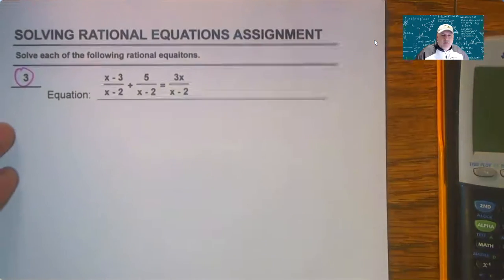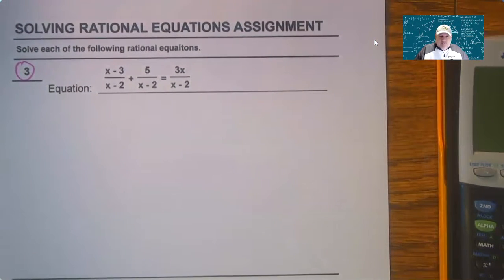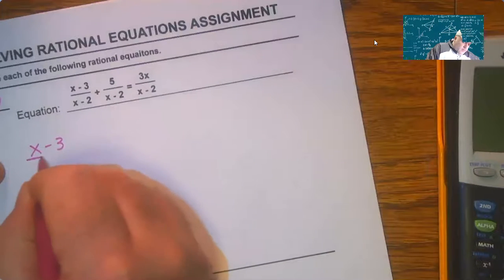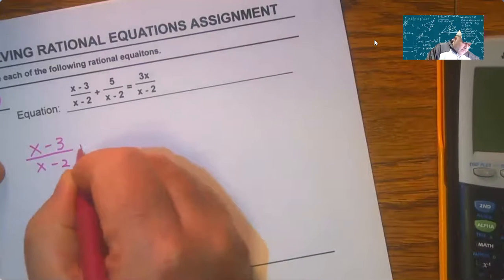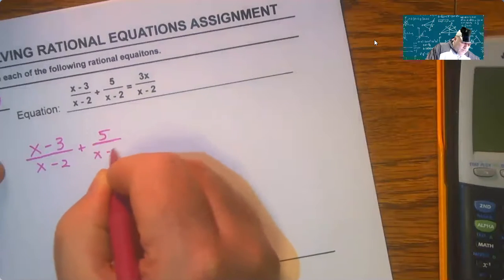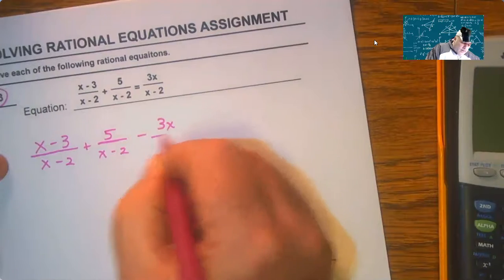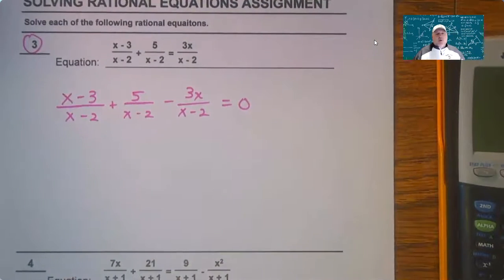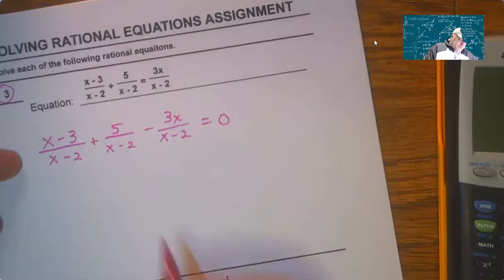Now, number 3, note that we have more than just a single fraction on the left side. But note that we have all common denominators. So what I'm going to tell you is that you need to pull everything to the left-hand side and have it equal to 0. That's going to be when there's more than just a single fraction on each side. This is going to be what you're going to have to do.